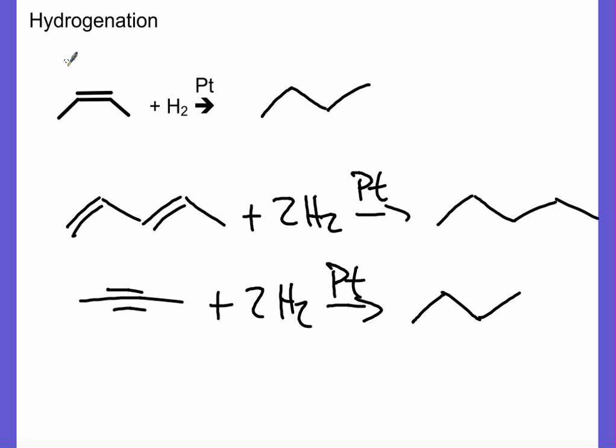You're adding that hydrogen across the double bond, right? Breaking this bond, breaking this bond, and making a new bond between the carbons and the hydrogens so that you have your alkane.